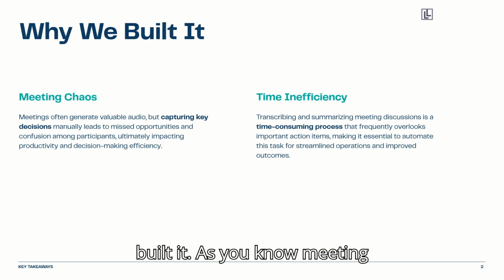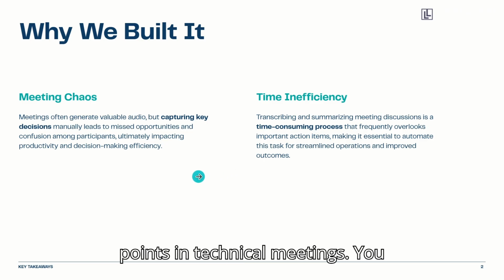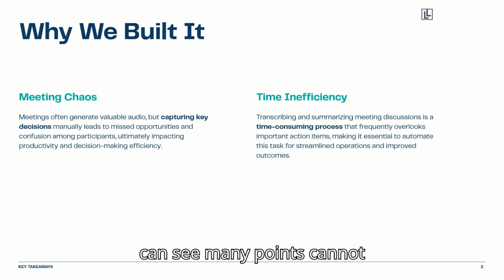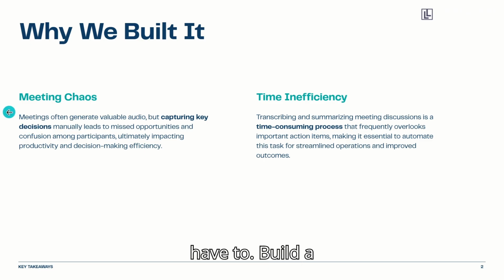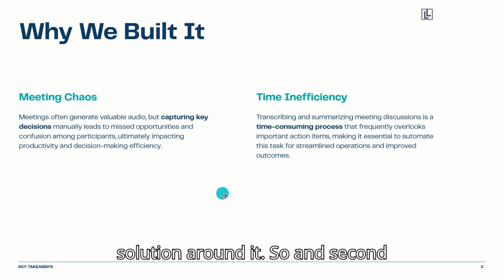As you know, meetings are a chaos. Lots of people are talking on lots of various points. In technical meetings, you can see many points cannot be captured by writing notes. So you need a well organized way or a pipeline to take meeting moments in a text file. So you just have to build a solution around it.